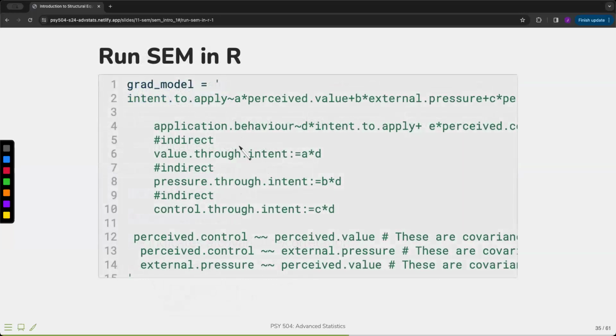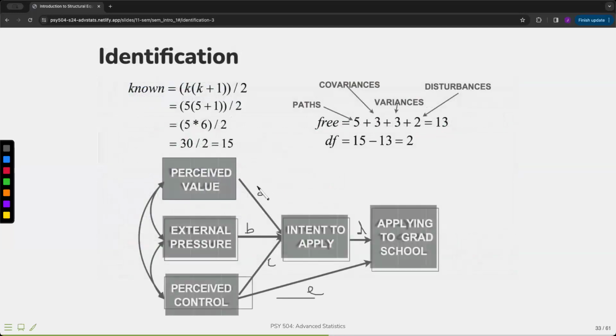Now we're going to specify our 3 indirect effects. So we have value through intentions, which is just A times D. We learned how to specify indirect effects last week, but what we're doing is taking this path here, perceived value, and then multiplying it by D. The second indirect effect we're going to look at is B times D, which is the external pressure path to intentions, and then the path from intentions to actually applying, which is D. And then the third indirect effect is perceived control to intentions, which is the C path, and then the intentions to apply to actually applying, which is the D path here. So those are our 3 indirect effects.